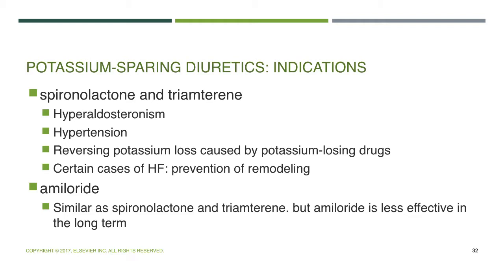So let's look at the various indications for these drugs. Spironolactone and triamterene are often given for hyperaldosteronism, hypertension, reversing potassium loss caused by potassium-losing drugs like loop diuretics, and in certain cases of heart failure for the prevention of remodeling. Amiloride is similar to spironolactone and triamterene, but amiloride is less effective in the long term.